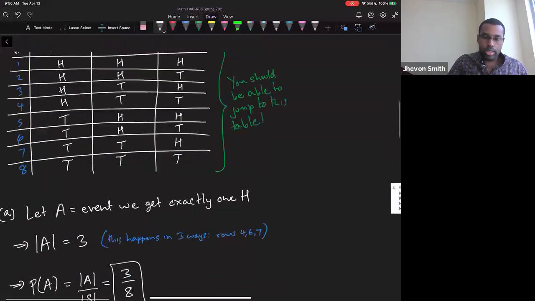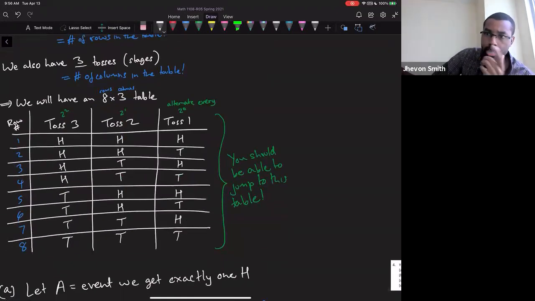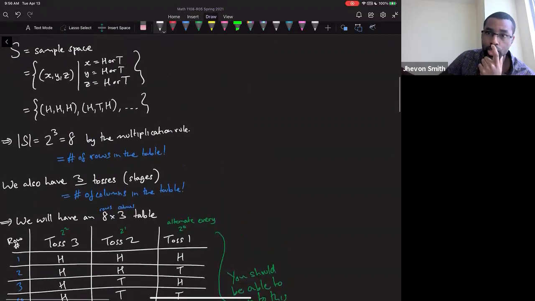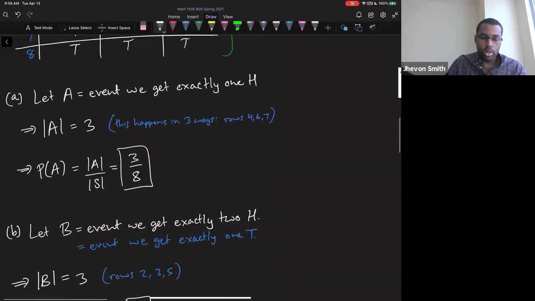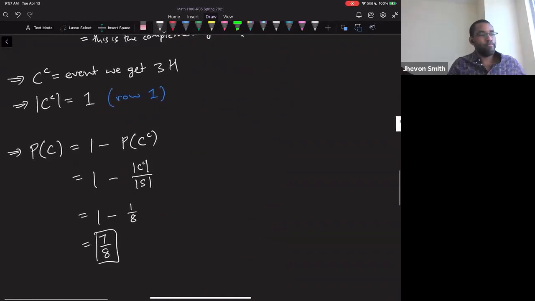So that is how you can solve this problem by table. You draw one big table, and then you pretty much just count the rows of what you want, right? You can use the multiplication rule or some other counting strategy to figure out how many rows should be in the table. And the number of stages you break the experiment into would be the number of columns. Right. So the correct answers were 3/8, 3/8, and 7/8 for this problem. And for part C, I would use the complement probability.